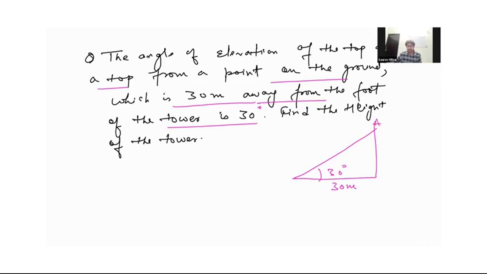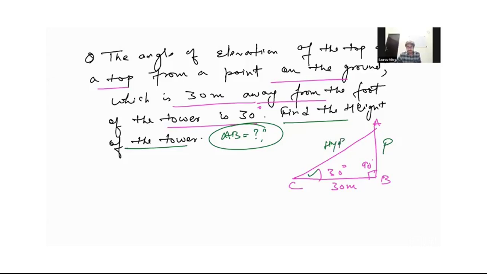If it is your A, B, C, and this is always your 90 degree. Now they are asking you the height of the tower. That means the height of the tower is your AB. See, this is your 30 degree, this is your consideration angle 30 degree. The side opposite to the consideration angle is always the perpendicular. This is your hypotenuse and this is your base.